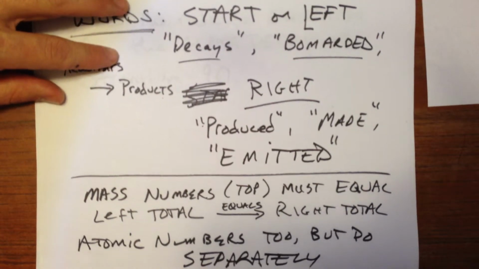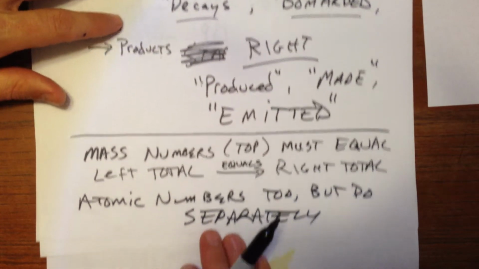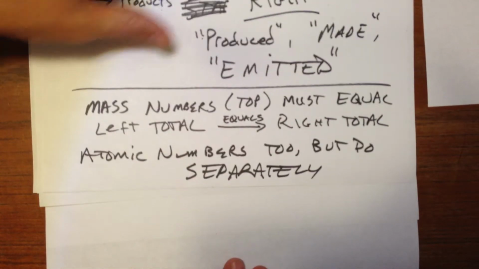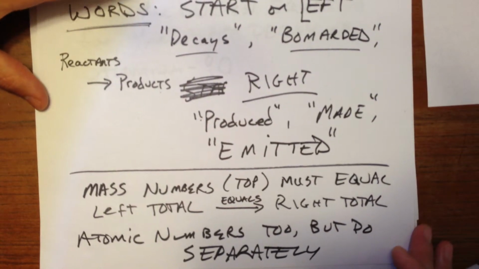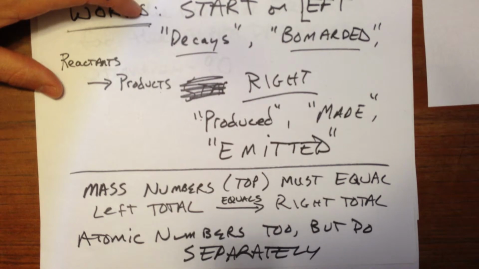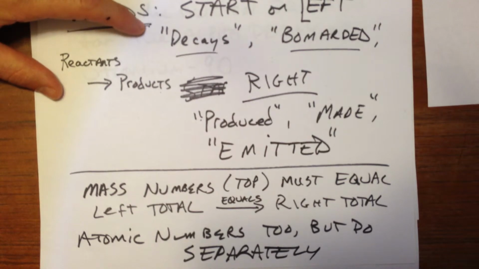But the key to doing a nuclear reaction is this. You have to remember that all of the mass numbers, the numbers on top, must be equal before and after the reaction. Whatever your total is on the left before the arrow has to equal the total on the right. Same with atomic numbers, but we're going to do that separately. So the total mass number before the arrow of all the things added together should be the same as the total after the arrow of all the things added together.